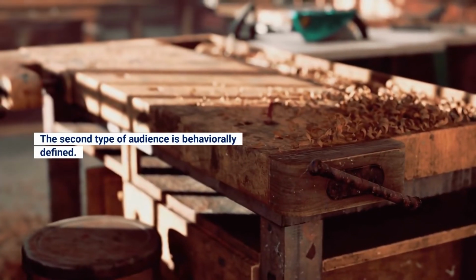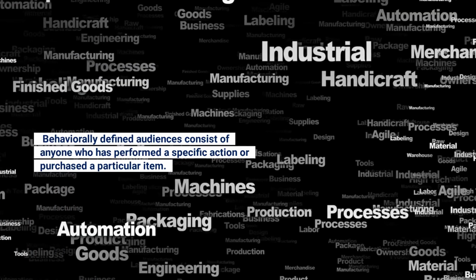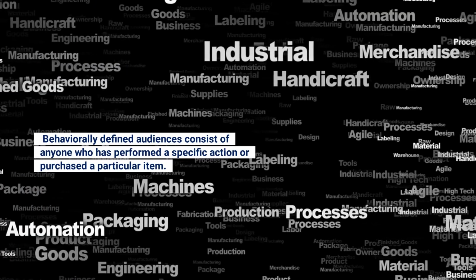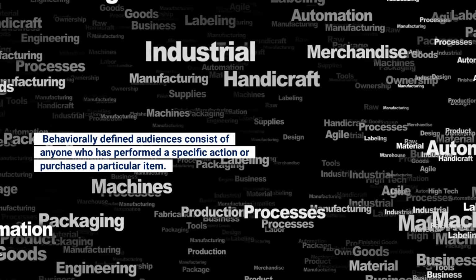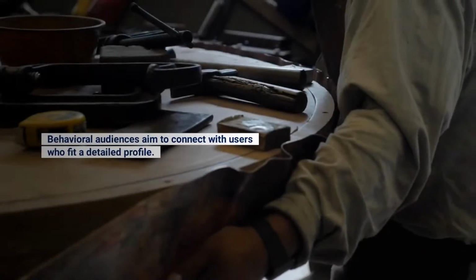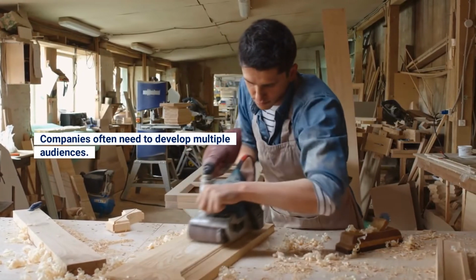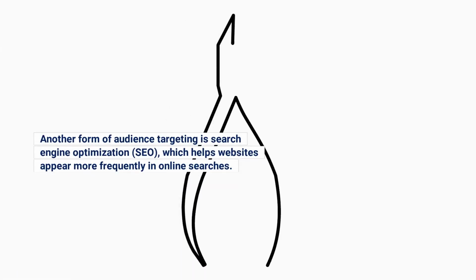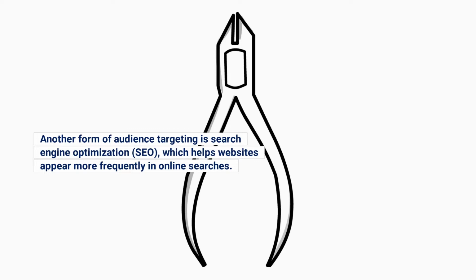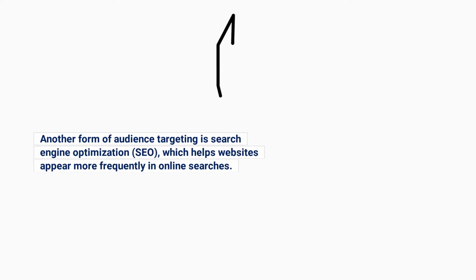The second type of audience is behaviorally defined. Behaviorally defined audiences consist of anyone who has performed a specific action or purchased a particular item. Behavioral audiences aim to connect with users who fit a detailed profile. Companies often need to develop multiple audiences. Another form of audience targeting is search engine optimization, SEO, which helps websites appear more frequently in online searches.